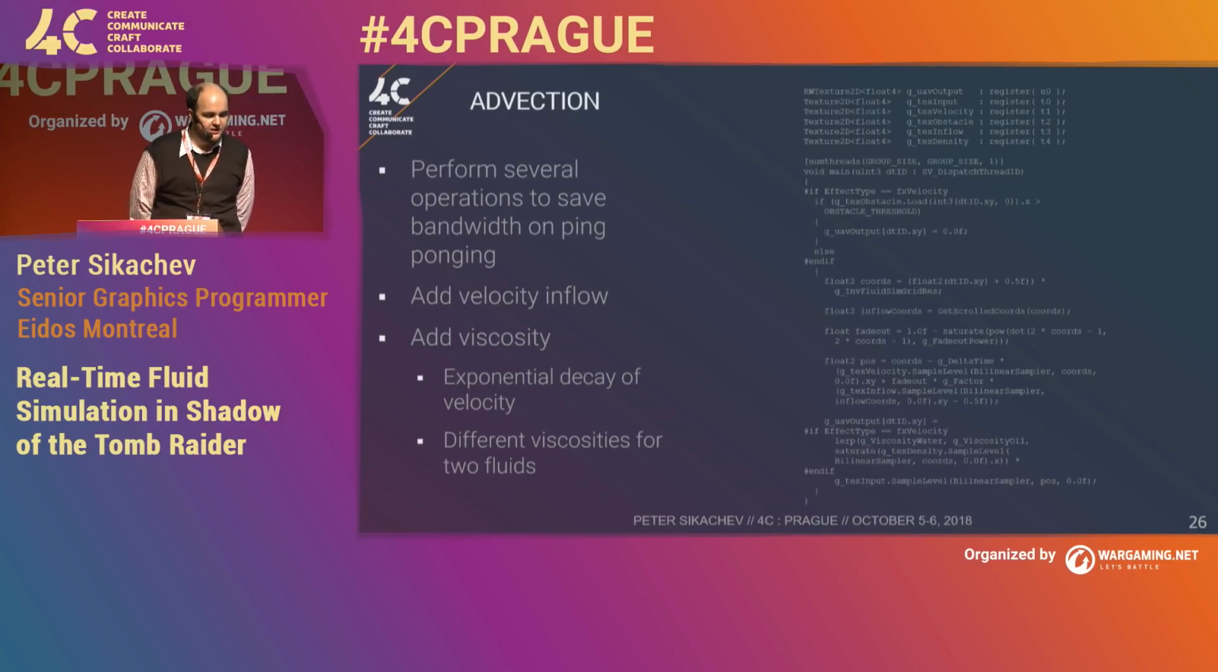Next, the advection step. I will go over the differences in our advection compared with the traditional fluid advection. We have a longer shader here because, in order to save bandwidth and avoid unnecessary ping-ponging between render targets, we perform several operations. Apart from just advecting, we add the velocity inflow. We can have a static map, like a flow map, for instance, that would affect all the velocity. So we do it here.